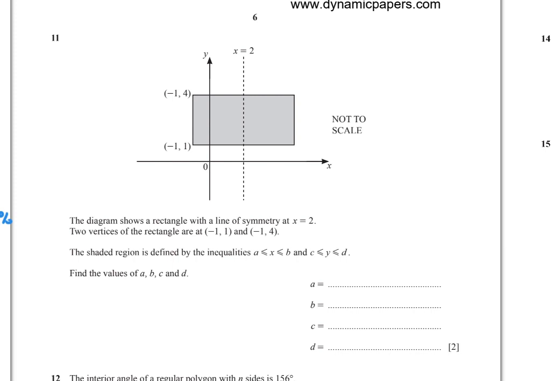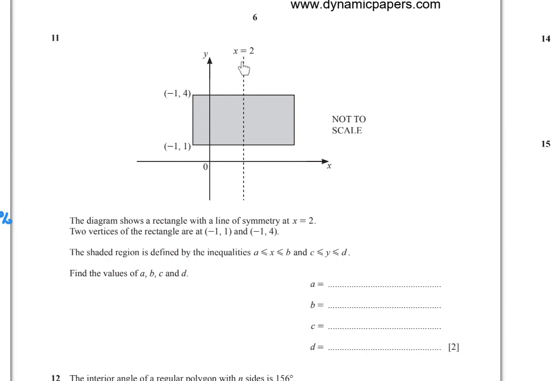Number 11. The diagram shows a rectangle with a line of symmetry at x equals 2. Two vertices of the rectangle are (negative 1, 1) and (negative 1, 4). The shaded region is defined by the inequalities x more than or equal to a, less than or equal to b, and y more than or equal to c, less than or equal to d. Find the values of a, b, c, and d.